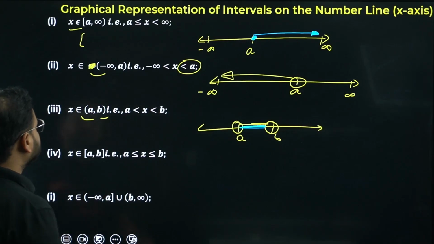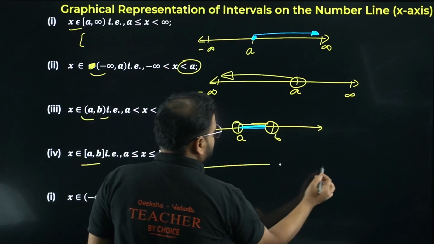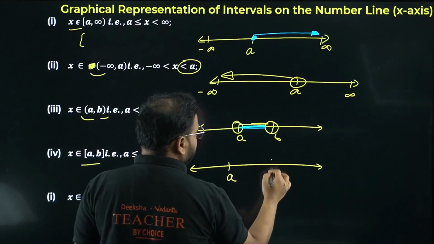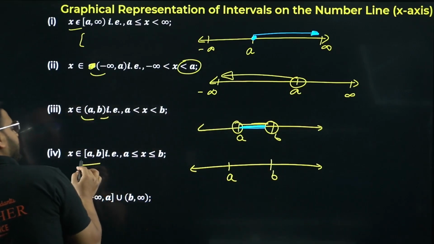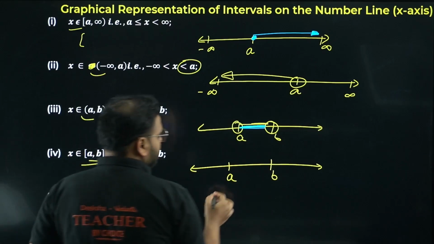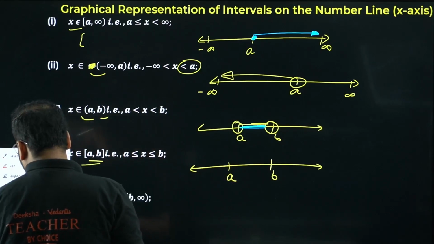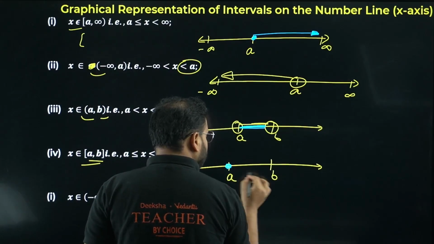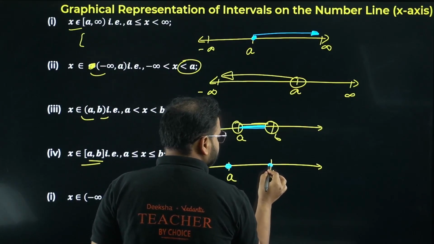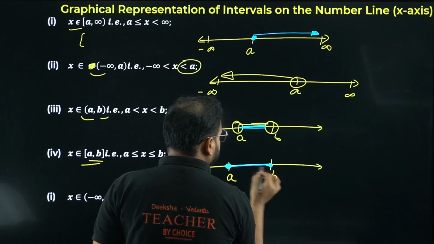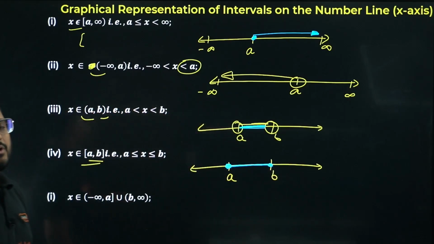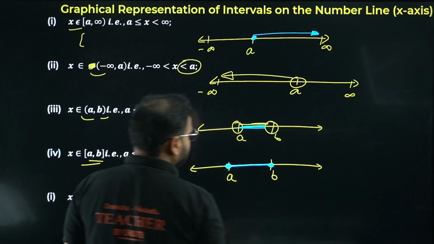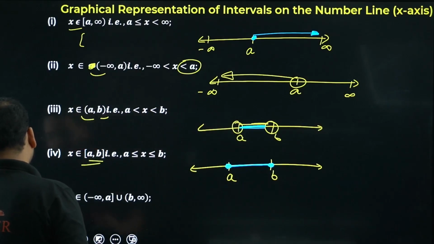Next case is a and b is closed. So we'll write like this. I put here a, I'll put here b. A and b is closed. Now please check the bracket. It's closed, right? So I'll just put here a full dot, close circle, and the line joining it. This is your answer for a and b. Again, both are closed, means both are included. Okay, what else we have?